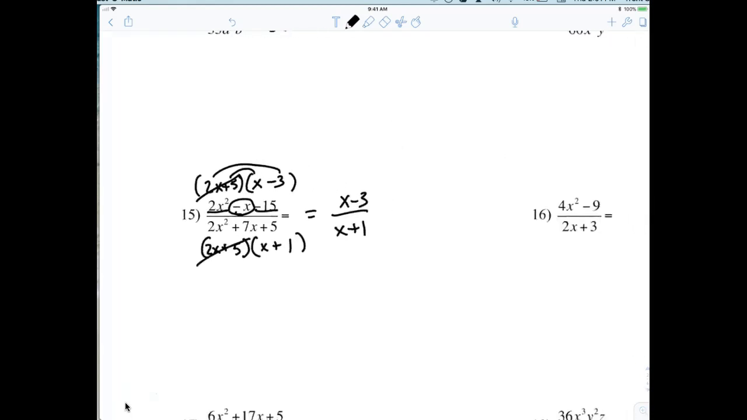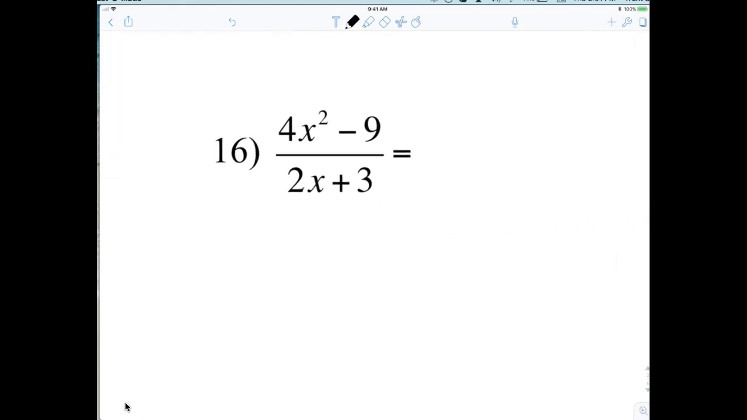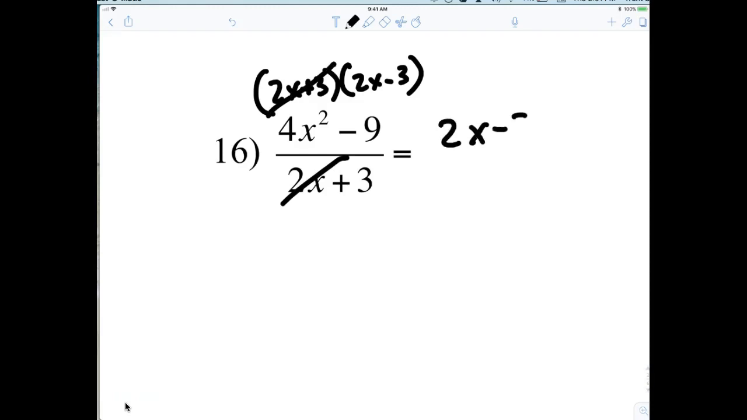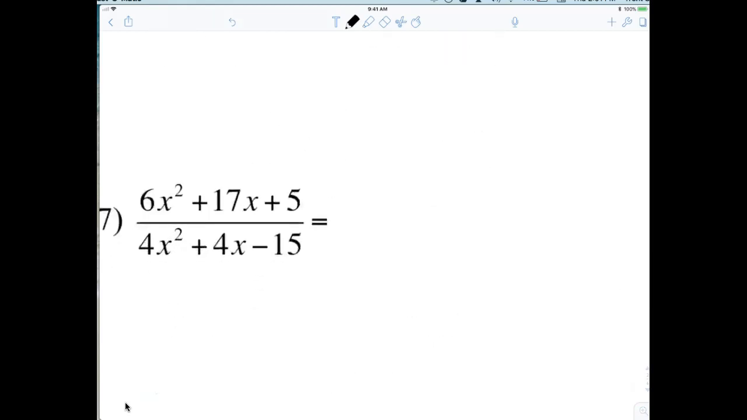All right, let's knock out 16. So that factors into 2x plus 3 and 2x minus 3, agreed? So your final answer is, yep, 2x minus 3. Everybody good? All right, let's take a look at 17.